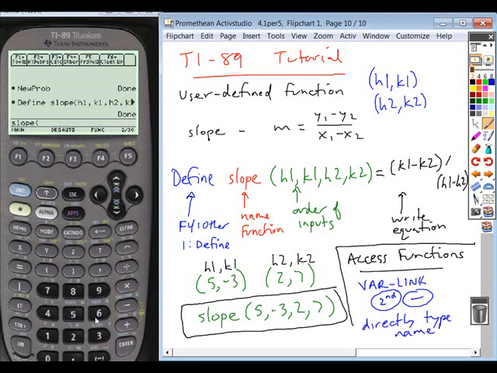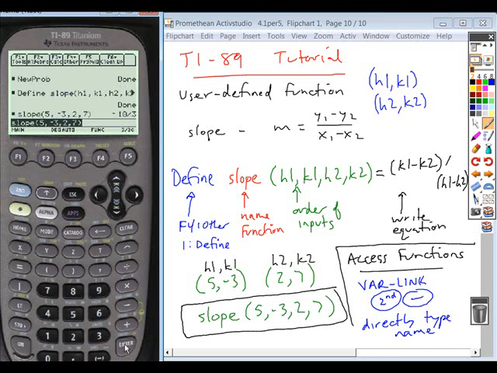Now you enter the inputs, so 5, negative 3, 2, and 7, in the order that you had originally defined. When you hit enter, it gives you your distance. Or I'm sorry, not distance, it gives you the slope. So the slope of this line is negative 10 thirds.